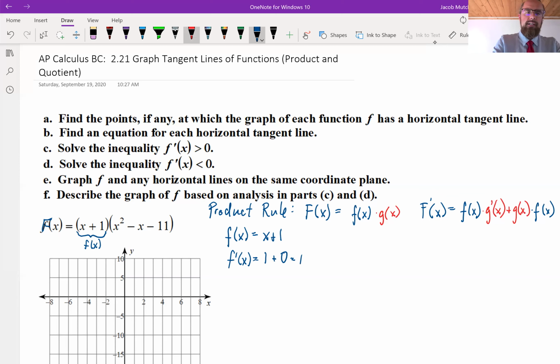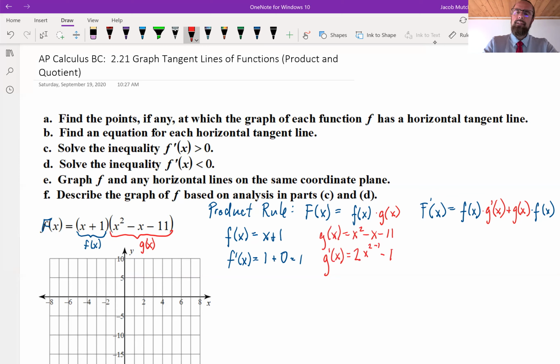Similarly, let's define g of x as that quadratic function, so that if you're thinking like factors, that's the second factor in the product. So if the original function small g of x is x squared minus x minus 11, the derivative of g of x, if we apply our simple power rule, is going to be old power 2 as a coefficient, x to the power of 2 minus 1, minus the derivative of the linear x is just 1, and then the derivative of negative 11, that constant is 0. So that's going to give me total derivative of 2x minus 1.